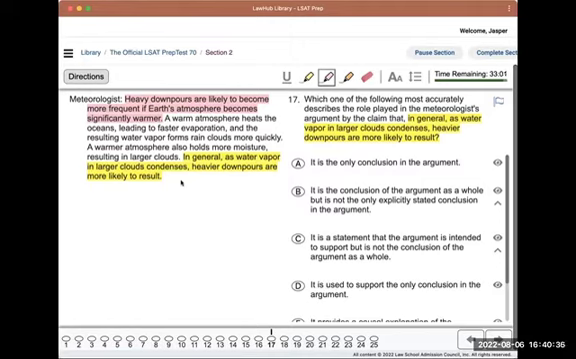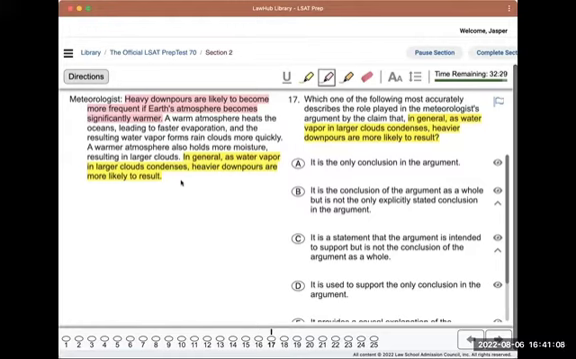A warmer atmosphere also holds more moisture, resulting in larger clouds. In general, as water vapor in larger clouds condenses, heavy downpours are more likely to result. Okay, great. So what we have here is a bunch of stepping stones leading us to the conclusion, right? We're trying to create a bridge between the Earth's atmosphere becoming significantly warmer and heavy downpours likely to become more frequent. So all of these things connect to each other.